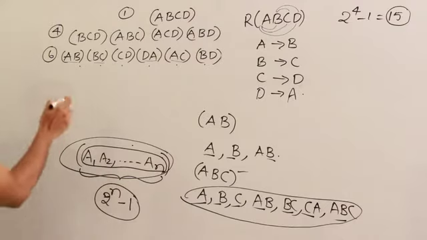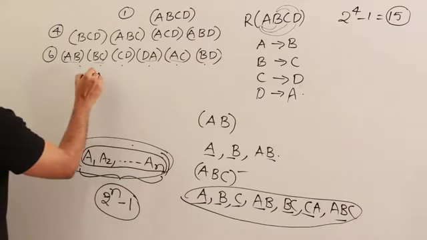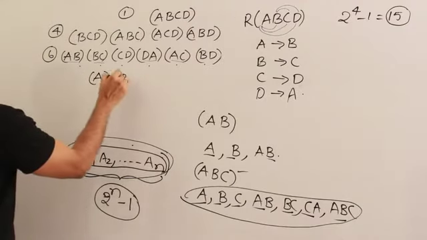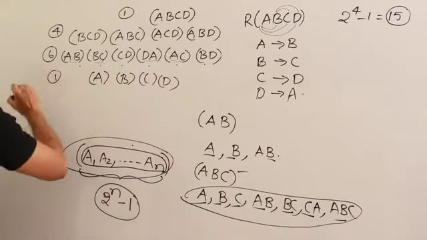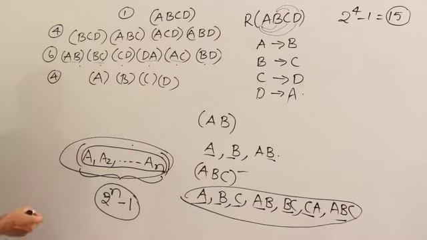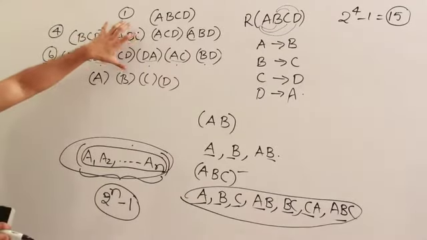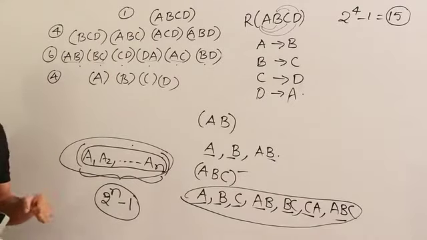11 I got. And what about the candidate keys of size 1? So A, B, C, D, right? These are the candidate keys of size 1. So 4, isn't it? So I got all 15. Now I have to test each one whether it is going to be a candidate key or not.